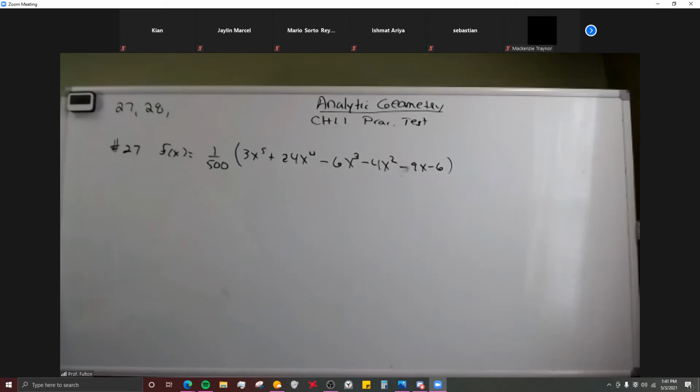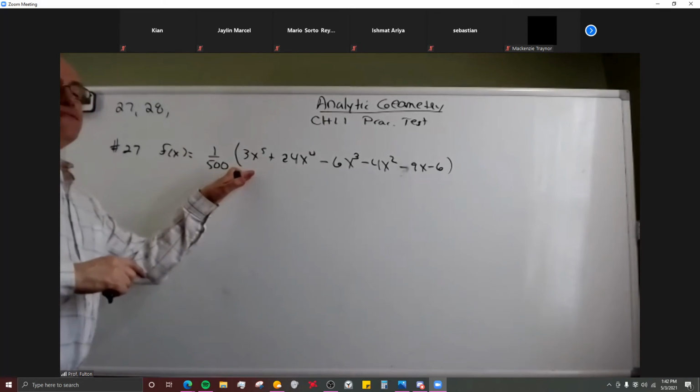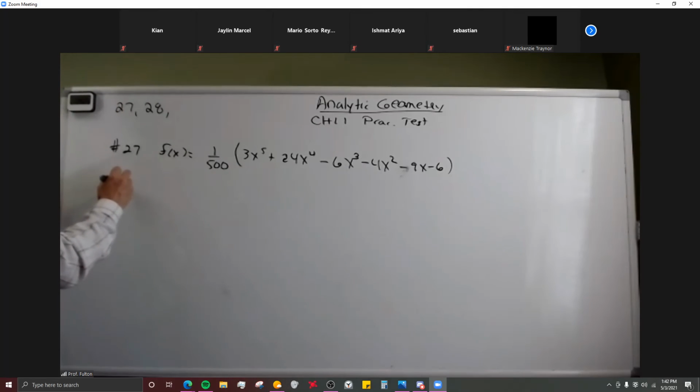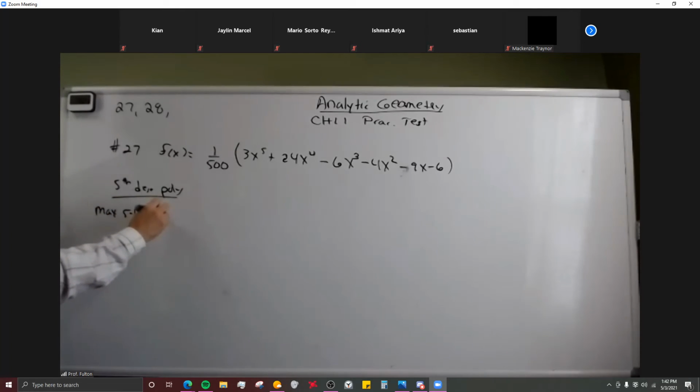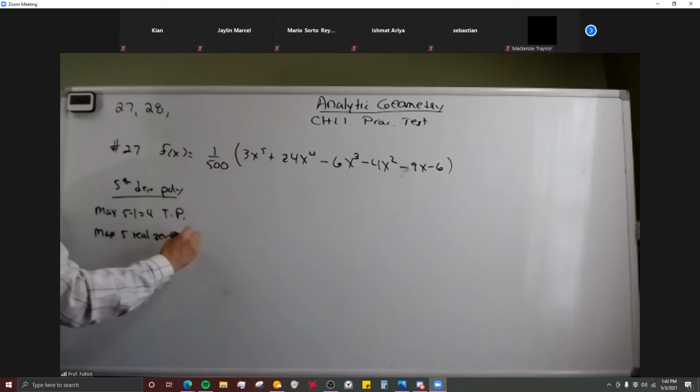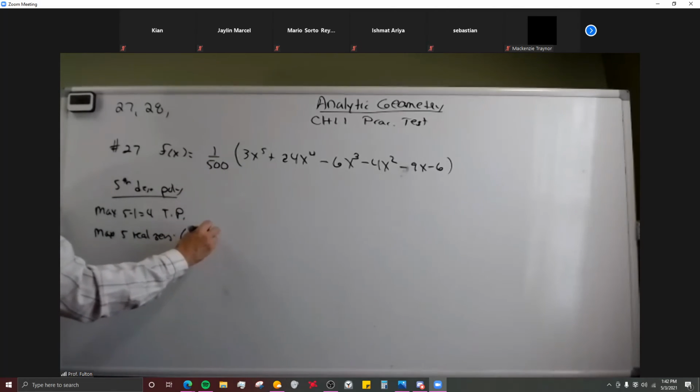One of the first things we're going to be looking at is this is a fifth degree polynomial. That tells us something. We know it has a max of 5 minus 1 or 4 turning points. It's this turning going from decreasing to increasing or increasing to decreasing, kind of like peaks and valleys, if you will. We also know that it has a maximum of 5 real zeros, which means x-intercepts. This is a max. May not have all those.